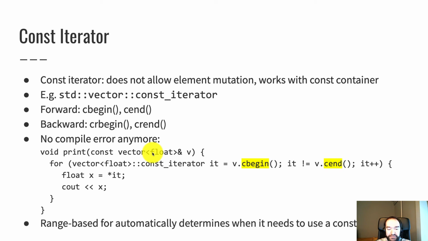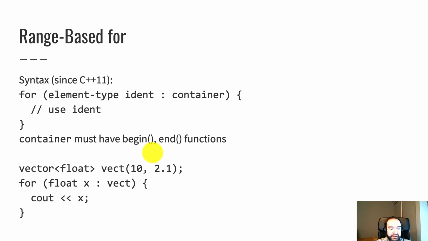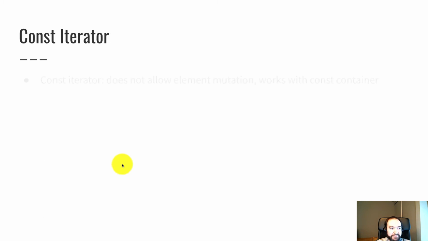The range-based for automatically determines which one to use. So range-based for back here has some logic in it that if this variable is const, then use const iterators. If it's not const, then use mutable iterators. You don't have to worry about figuring that out.